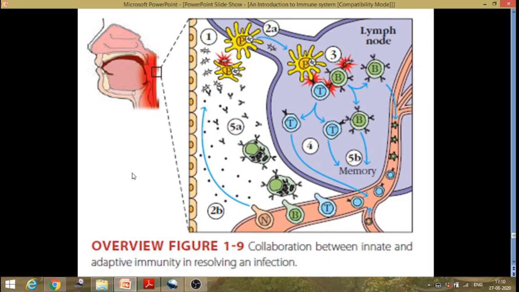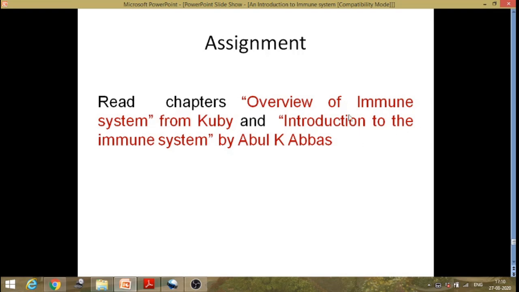This picture has been taken from QB. You can go through the picture and read it. Your assignment is to go through the chapter on the overview of the immune system from QB and the introduction to the immune system by Abul K. Abbas. You have to read these chapters. Next we will talk about these, because this was just an overview. We'll discuss all the points in detail in further lectures. Thank you and bye bye.